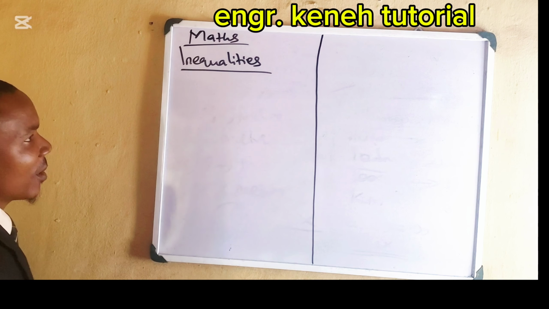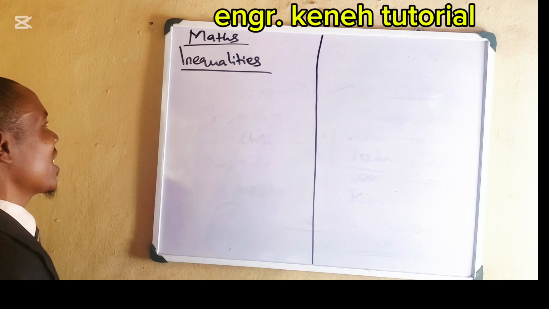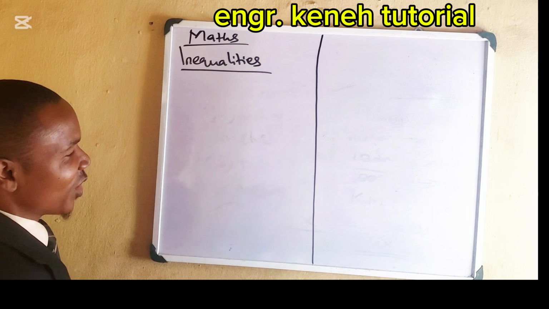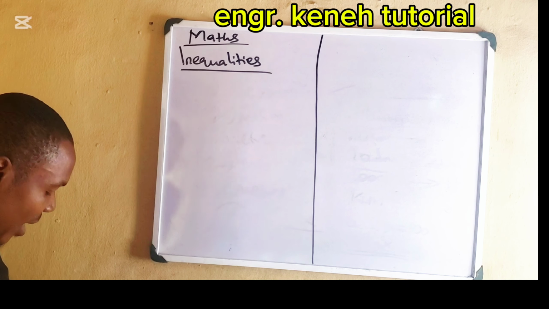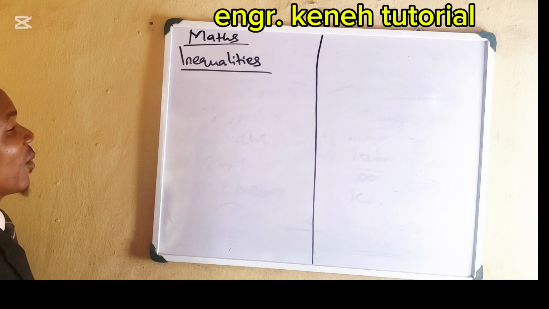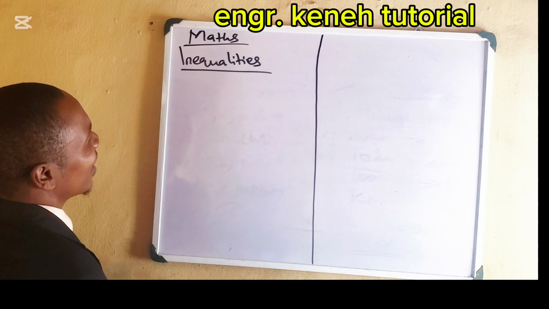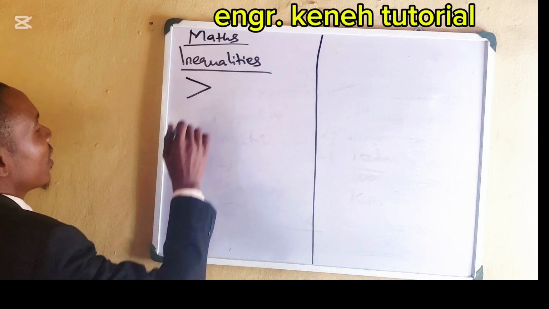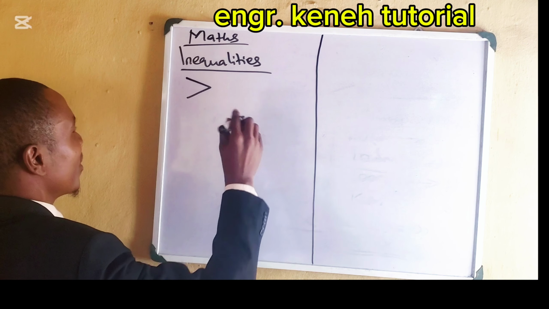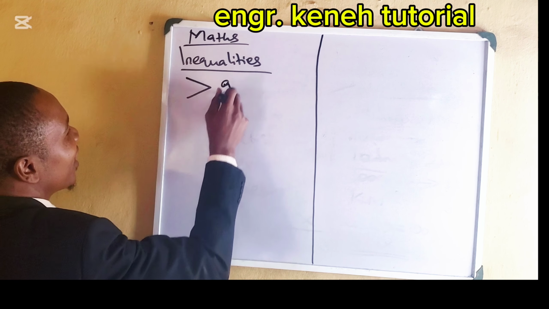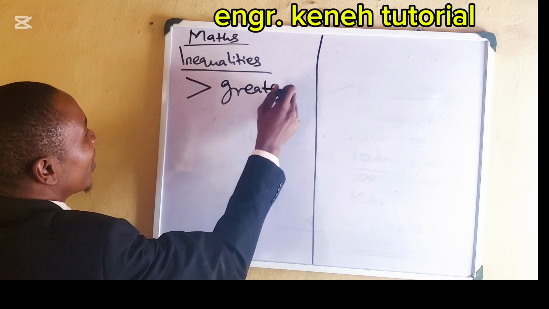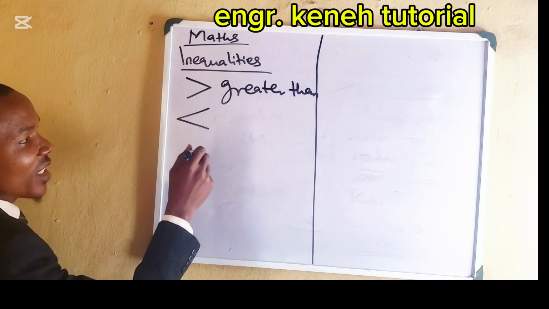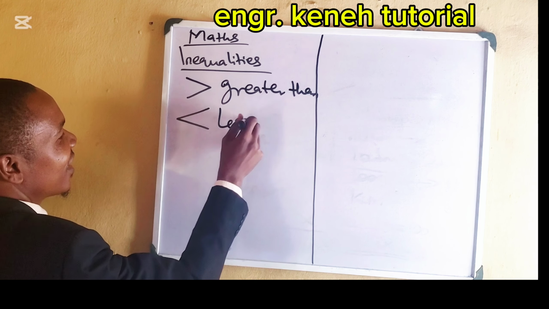All right, we have inequalities. When you're talking about inequalities, we don't have an equality sign there. It's a kind of equation, but not an equation, because an equation has to do with an equality sign. But here we have inequality signs. We have some inequality signs like this. The one that goes to your right, we call greater than. We have another one that goes towards the left. We call this one less than.